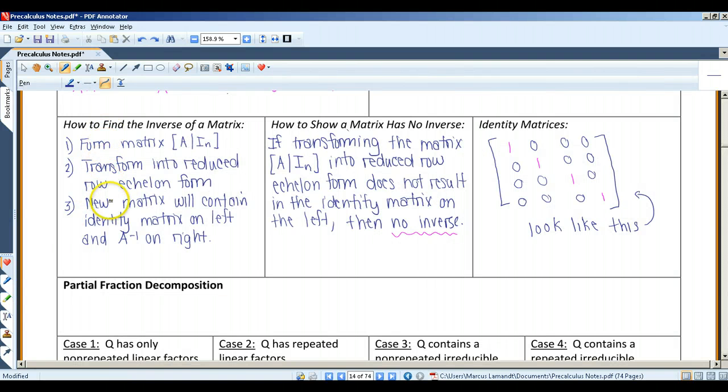This is the procedure for finding the inverse of a matrix. And once again, it's not really going to make too much sense unless we do an example. We will do some examples in class, so go ahead and just copy this down. If a matrix has no inverse, when you try to do these steps, you're going to find that it does not result in the identity matrix that it's supposed to. The identity matrix looks like this. It's basically a diagonal of 1s with 0s everywhere else. Okay?